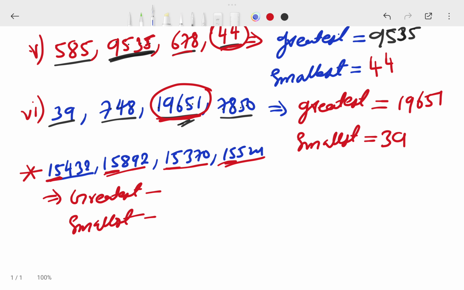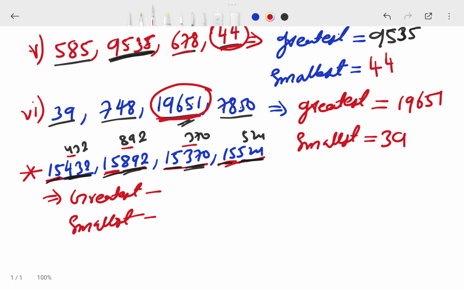Now we are going to see the other part of the number. This is 432, this is 892, this is 370, and this is 520. Which is greater? This is 432, because the 15 is the same in all. Now see, this is 432, this is 892, this is 372, and this is 524.